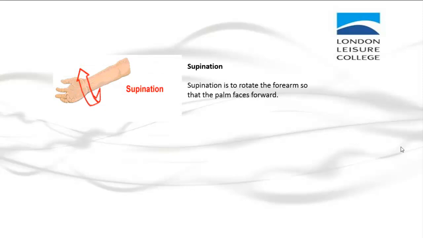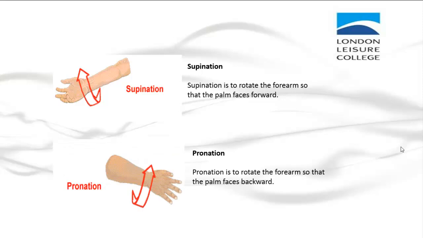Okay, so now we've got some more joint movements. We've got supination, which is when you rotate the forearm so that the palm faces forward or upwards. So you can think about supination as holding a bowl of soup, so your palm is facing upwards, so that'll be a supinated movement. And pronation is rotating the forearm so that the palm faces backwards or downwards. Okay, so when your palm faces up, you're supinating, and when your palm faces down, you're pronating.